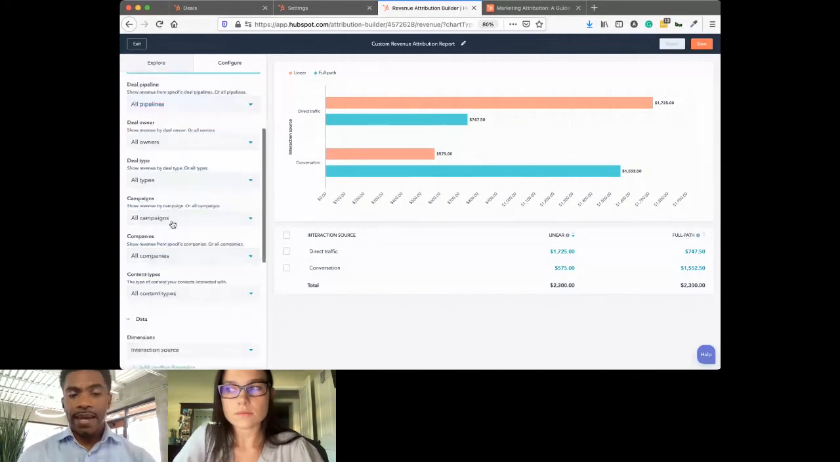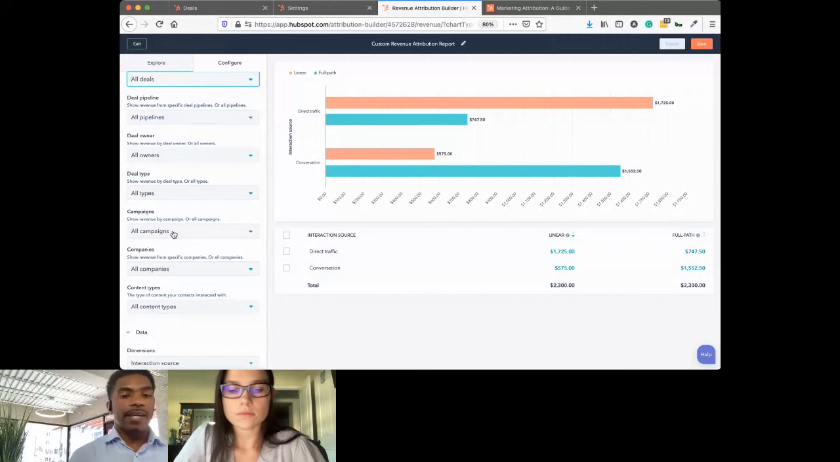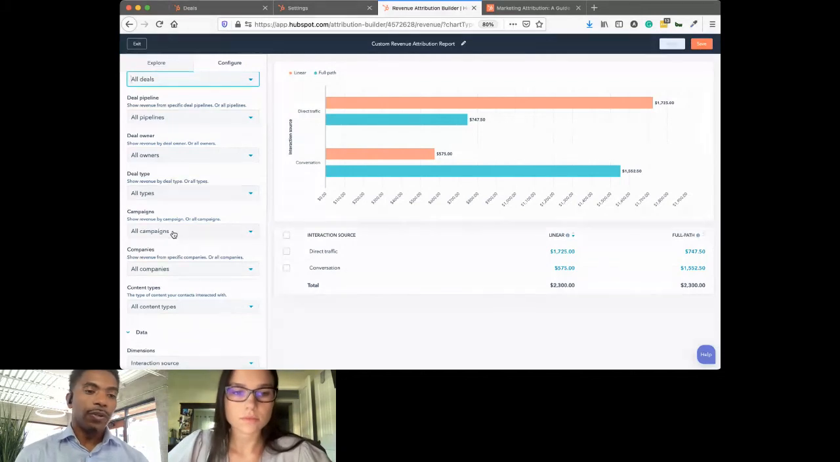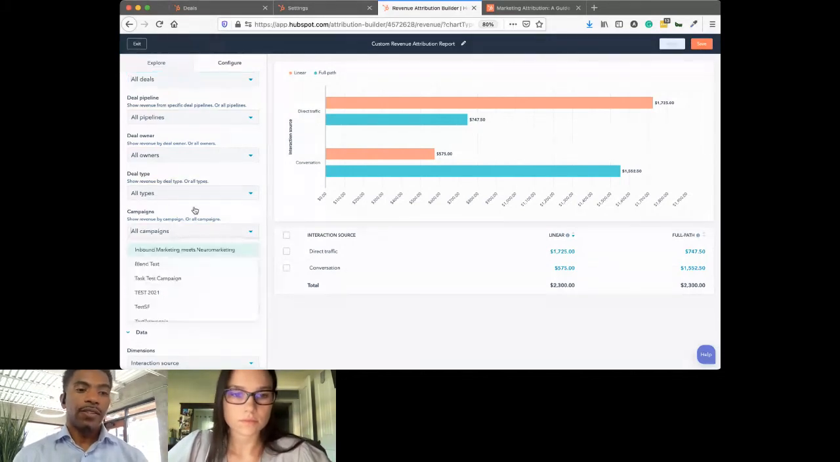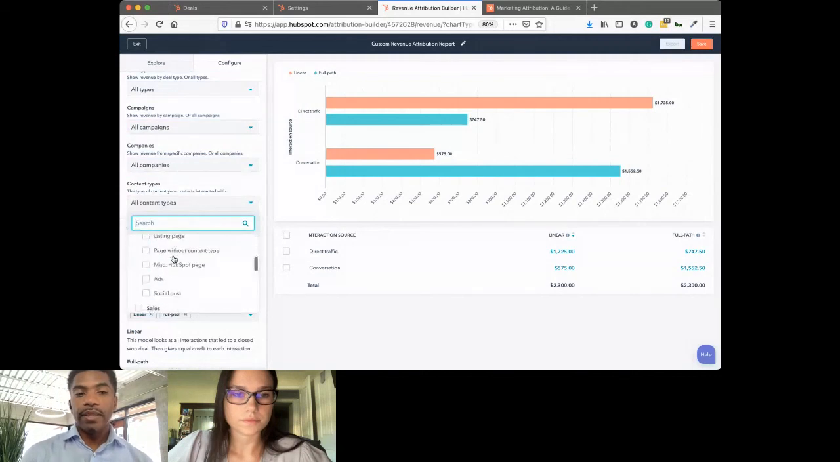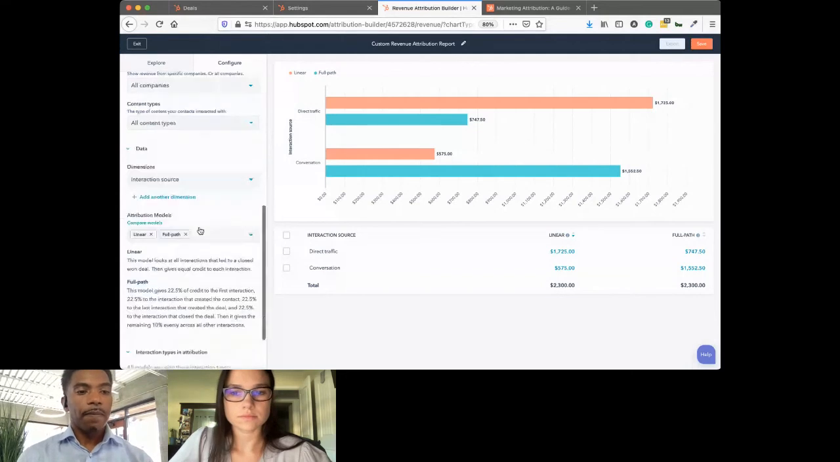Deal type, campaigns. So of course, as we think about the different types of campaigns, account-based campaigns, paid campaigns, or maybe they're more industry specific or vertical, you can come in and look at things on a campaign basis. And then content types, hey, I want to look at things by the various content types that we showed on that filter field or customization screen. You can come here and do that.